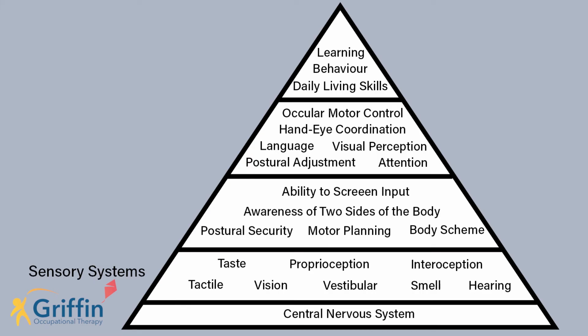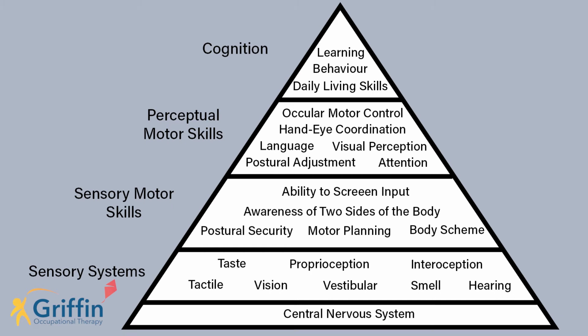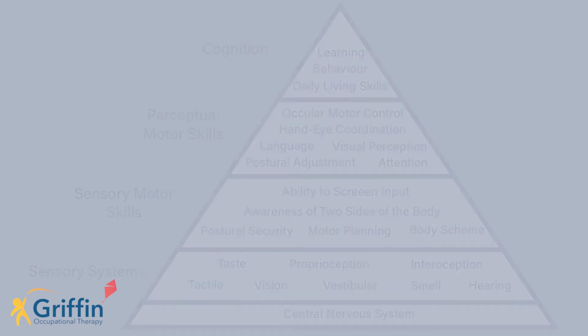Both models assume the senses form the foundation for learning, as demonstrated in this diagram. The senses are at the foundation. They help with sensory motor development or movement. This facilitates perceptual motor development, or the use of the eyes and hands together, and the use of vision and hearing to interact with the world. These skills facilitate learning and engagement. However, at the foundation for these skills are the senses.